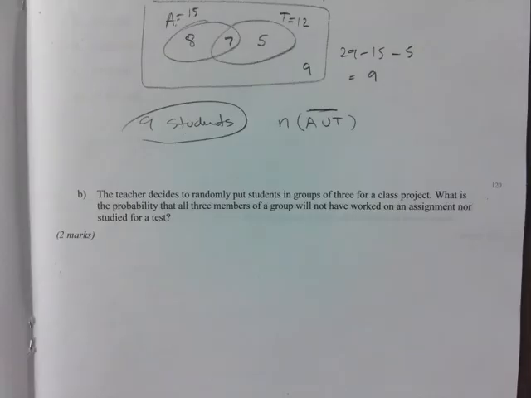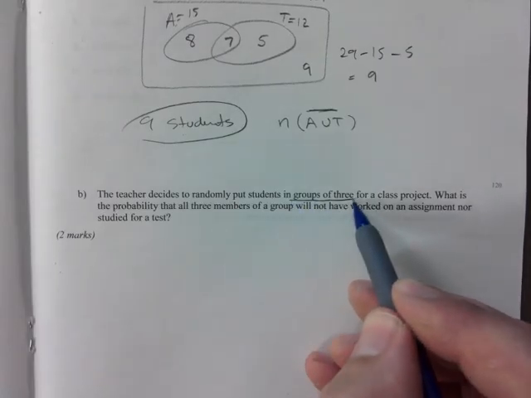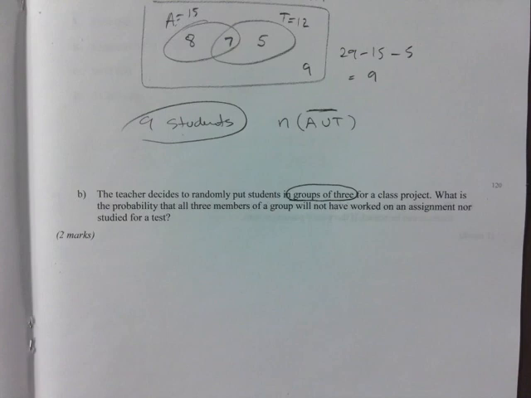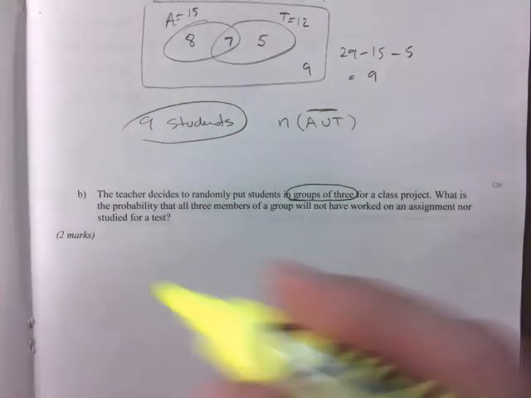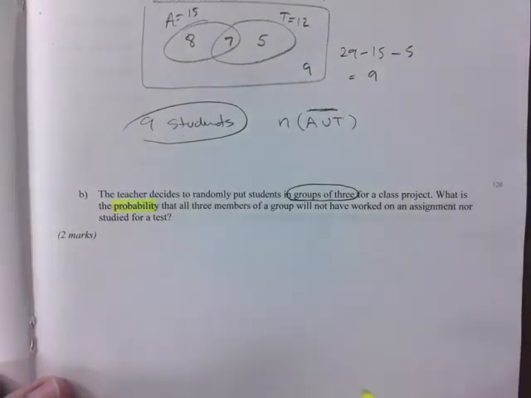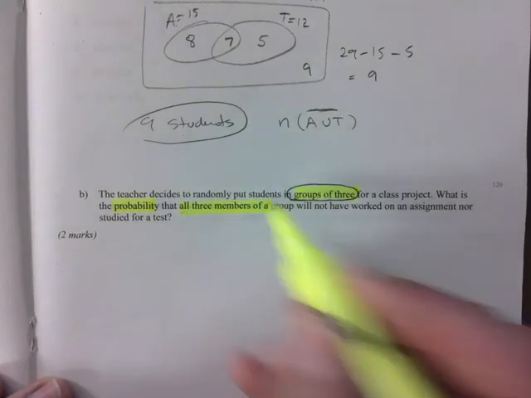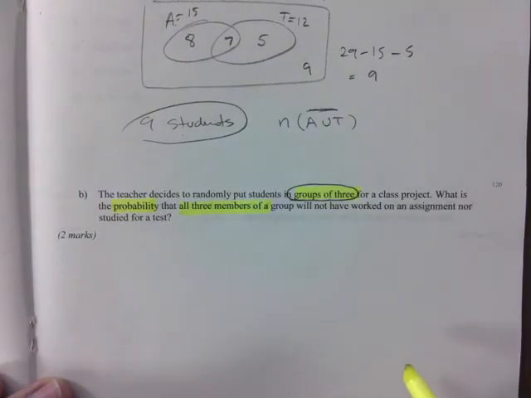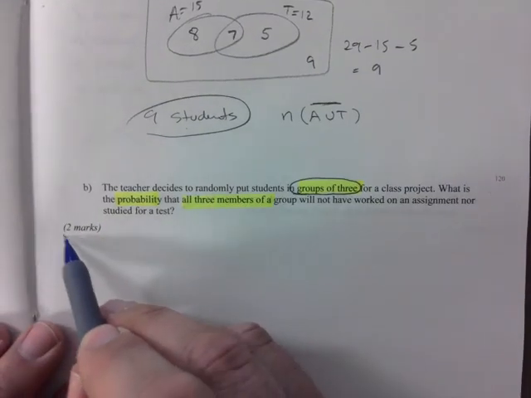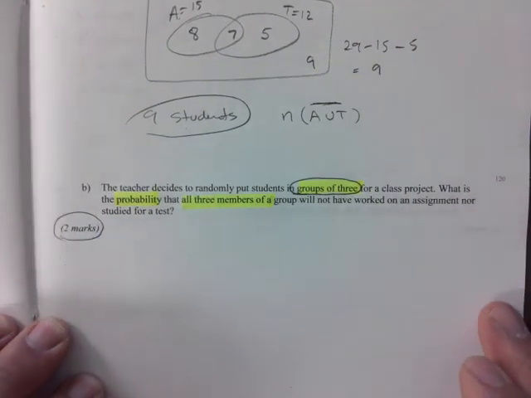The teacher decides to randomly put students in groups of 3 for a class project. Groups of 3, hint, hint, groups. What is the probability? That's another big word there. Probability, groups of 3, that all 3 members will not have worked on an assignment nor studied for a test. It's 2 marks, so you gotta watch out for this one.